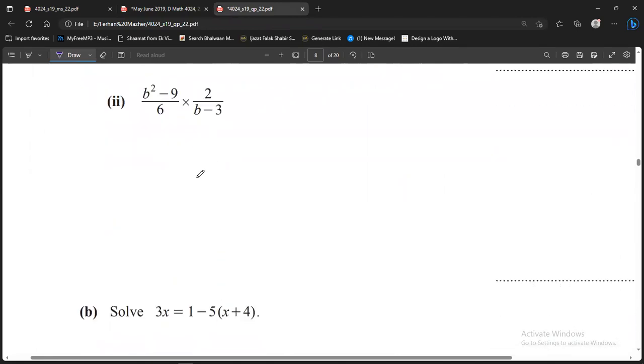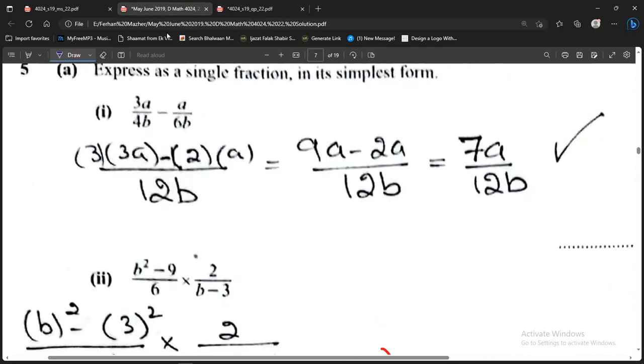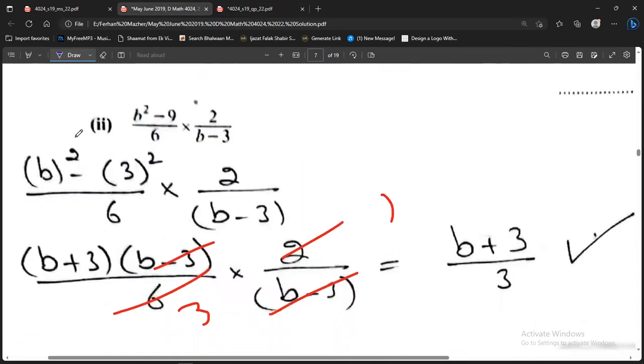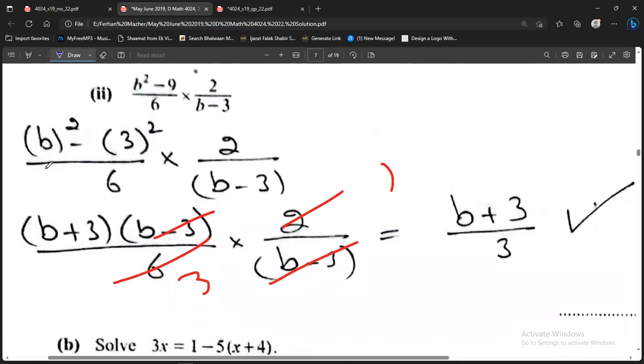That's the second part of the A. It says (b square minus 9) divided by 6, multiplied by 2 by (b minus 3). If you look at the first fraction's numerator, there are two perfect squares with a negative between them, so it will be b square minus 3 square. You will apply the formula a square minus b square equals (a plus b)(a minus b). So this can be written as (b plus 3)(b minus 3).